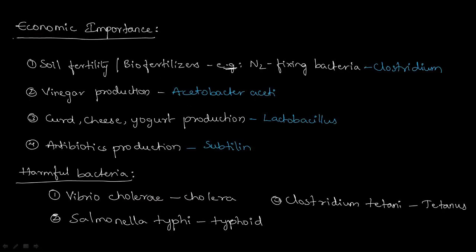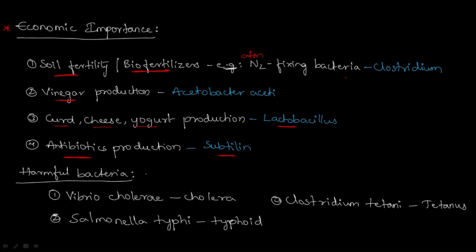The economic importance of eubacteria is they act as biofertilizers, that is, they increase the fertility of the soil. Example, nitrogen fixing bacteria like Clostridium fix atmospheric nitrogen into the soil, thereby the fertility of the soil gets increased. Some bacteria like Acetobacter aceti help in vinegar production, and some bacteria like Lactobacillus help in curd, cheese, yogurt production, and some bacteria like subtilin help in antibiotics production.